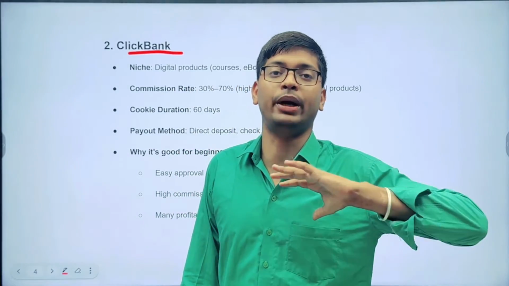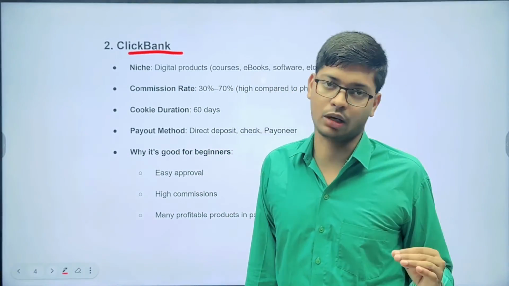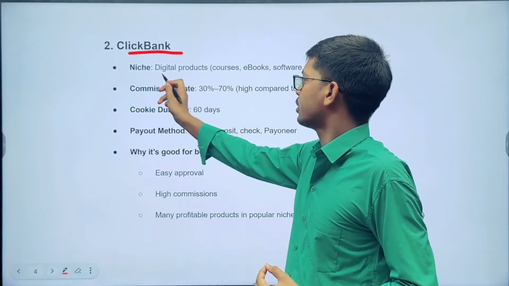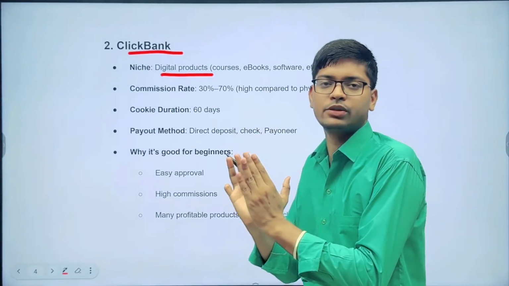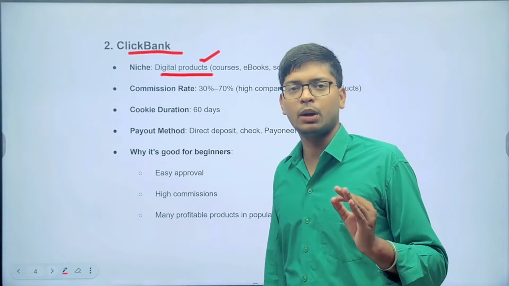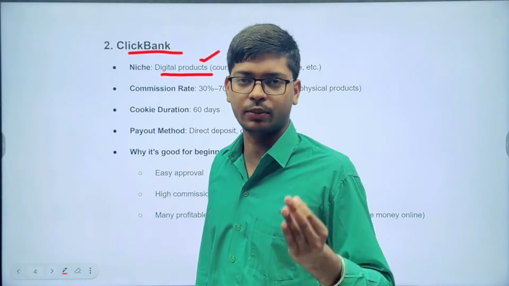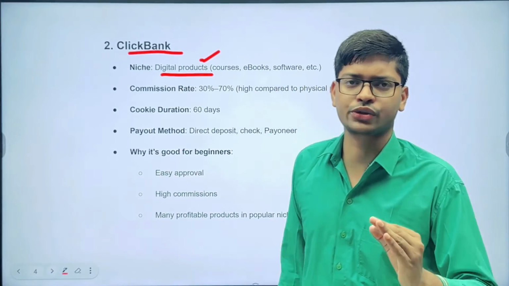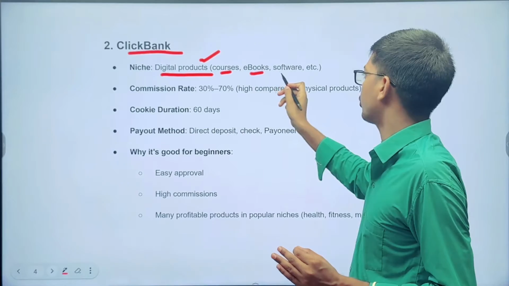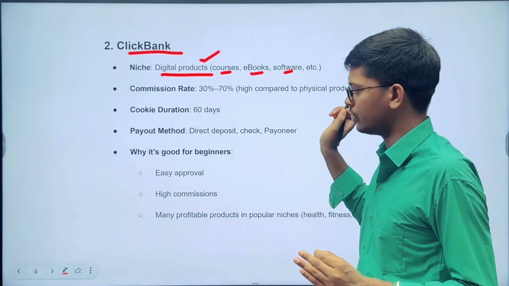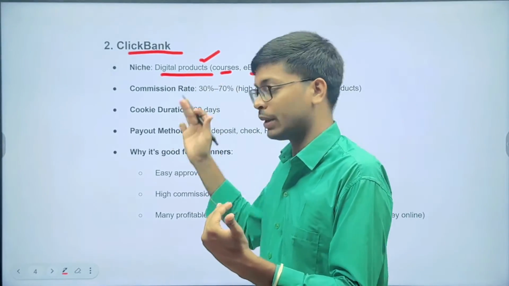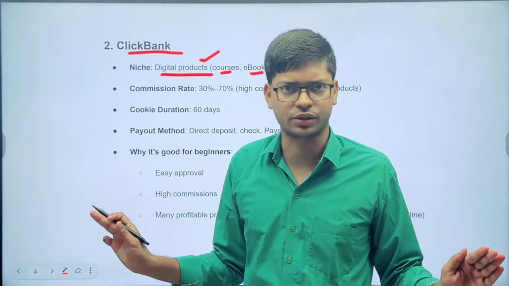ClickBank is also a very big affiliate program here. So let's talk about it. It has a very specific niche: digital products and digital services, like courses, ebooks, software, etc. When you go to the ClickBank affiliate website, you can easily check out all of these things.